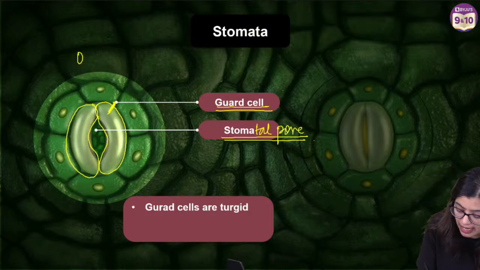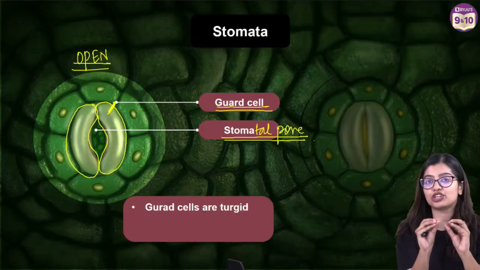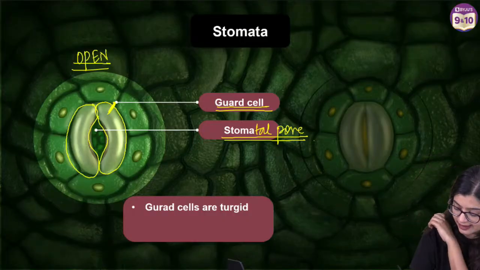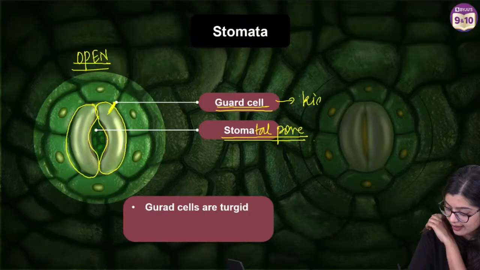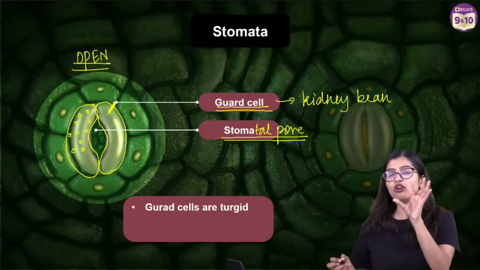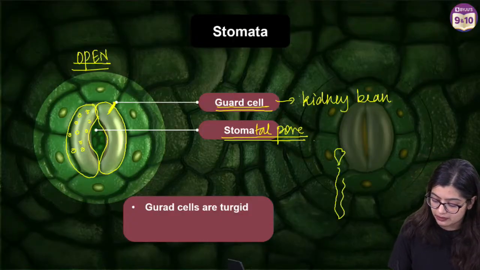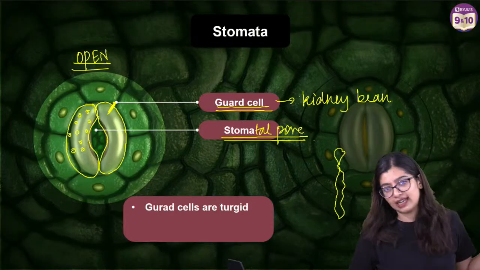Now, if the stomata is open, that means the guard cells have this perfect kidney shaped structure, right? So guard cells need to maintain their kidney bean shaped structure, and that will happen when there is a lot of water. Think of it as a balloon. Imagine you had a balloon. It has no proper shape. It is flaccid like this.